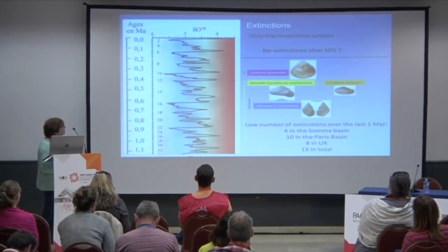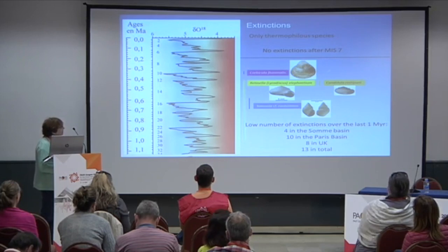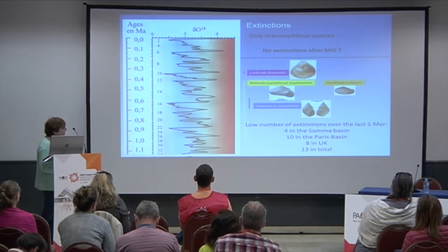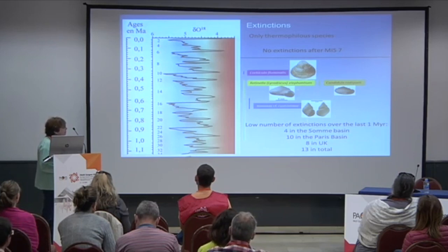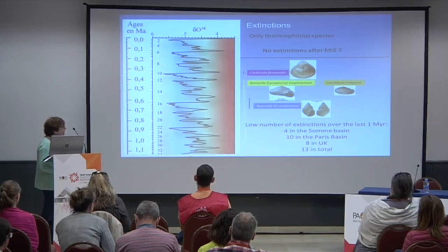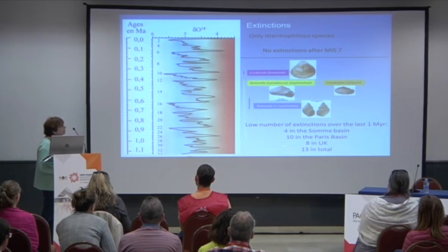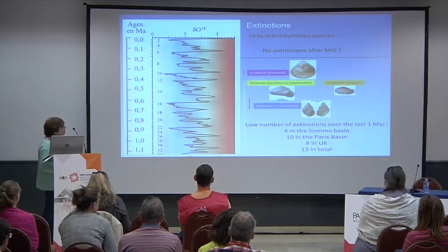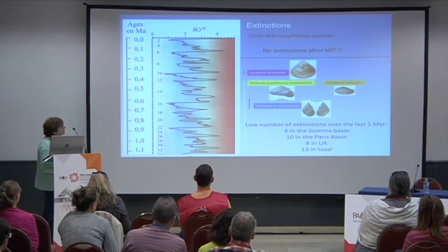So first, extinction in the Somme Valley. I was able to identify 4 species that became completely extinct. And because it's quite a narrow area, I had a look also at the Paris Basin around and identified 10 extinctions of species for the same range of time, and 8 in the UK. In total, in this area, including the Paris Basin and the UK, we count 13 extinctions of species of mollusks, but no extinction occurring after stage 7.